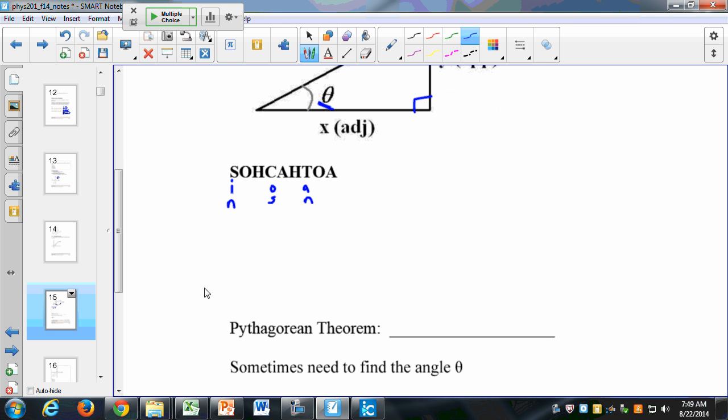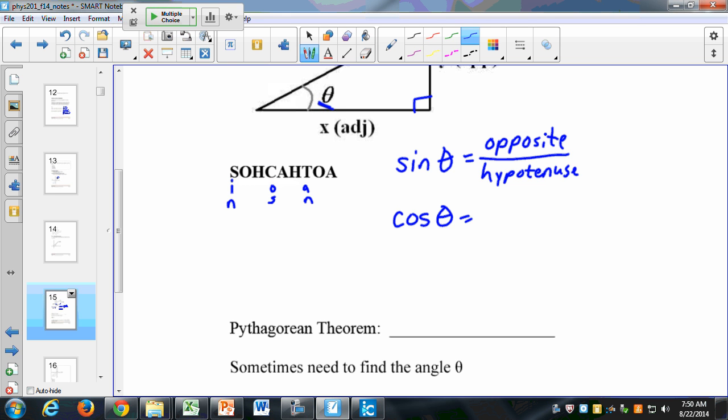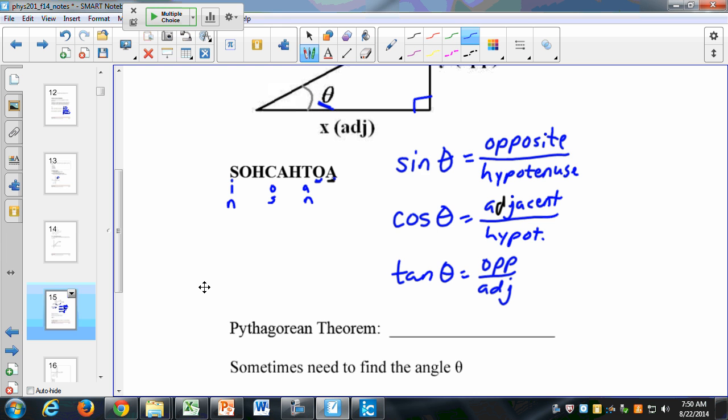The sine of the angle theta is equal to opposite over hypotenuse. The cosine of the angle theta is equal to adjacent over hypotenuse. And the tangent of the angle theta is equal to opposite over adjacent. I'll give you a clicker question in just a second. You can practice this. Just make sure you remember how to do this from whenever the last time you did this was.